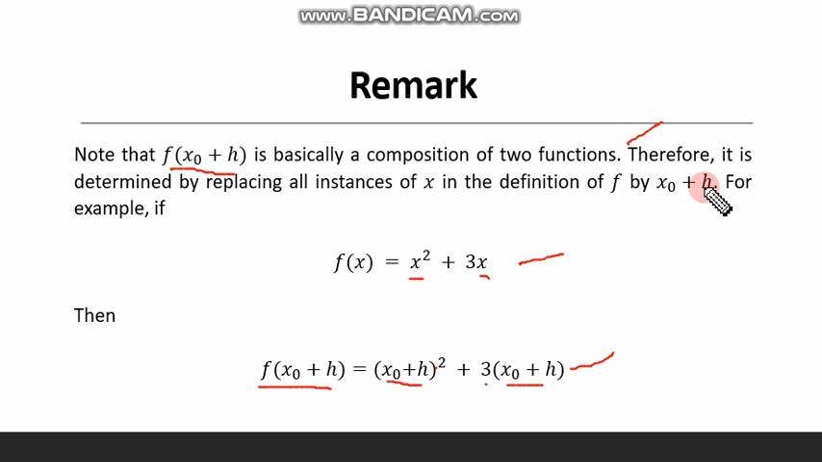Now let's solve the derivative of a function using the alternative definition of the derivative.